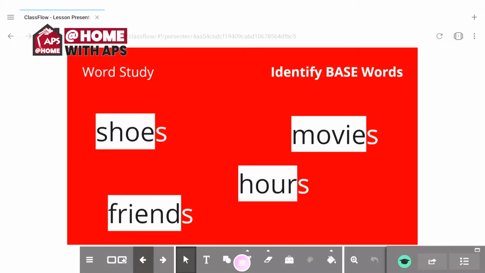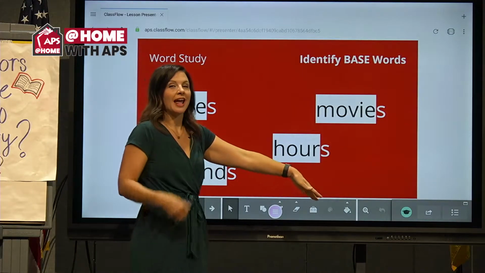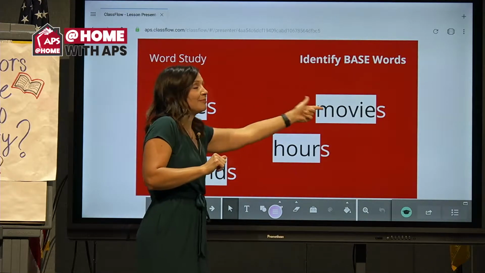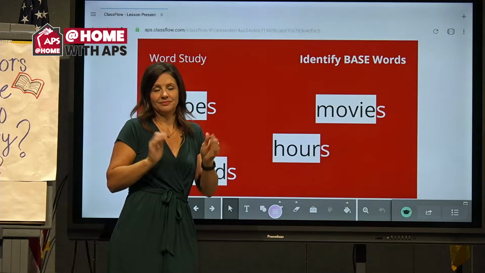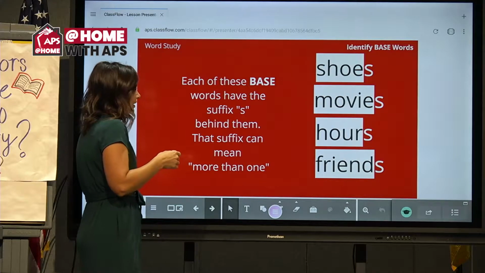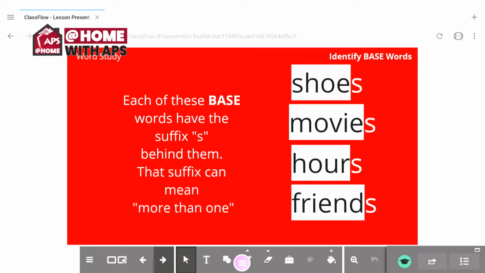The base word in shoes is shoe. The base word in friends is friend. The base word in hours is hour. And the base word in movies is just movie. Each of these base words has the suffix s behind it. That suffix can mean more than one.